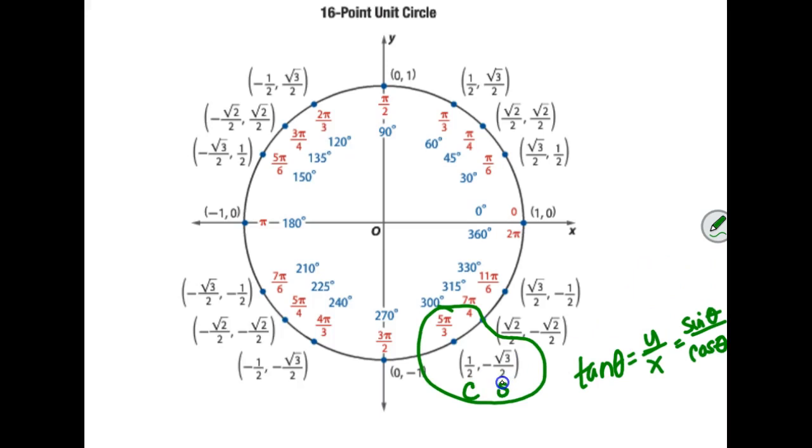So can you guys please write down on your paper, because I'm going to ask you in a minute and I'm going to forget by the time I get there. Write down this ordered pair: 1/2 comma negative square root of 3 over 2.